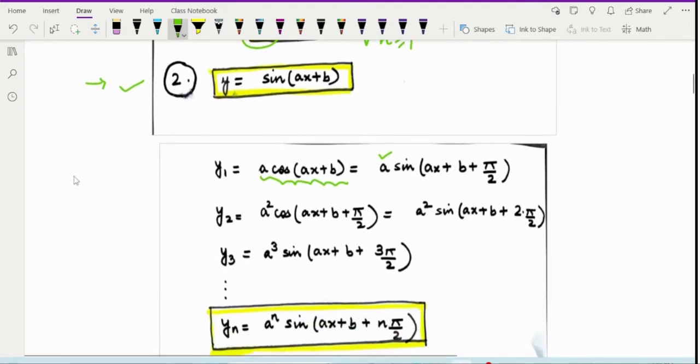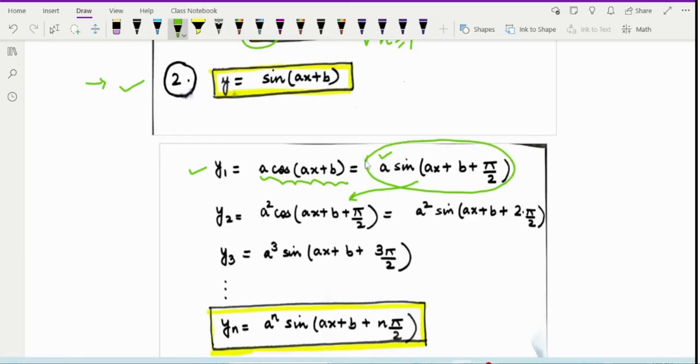So let's look at y2 now. Since y1 has come in sine terms again, we can differentiate this to get our y2. Now y2 will be a square cos of ax plus b plus pi by 2, because we are going to differentiate this with respect to x to get the second order derivative of y. Now once again let's write them in the sine format.